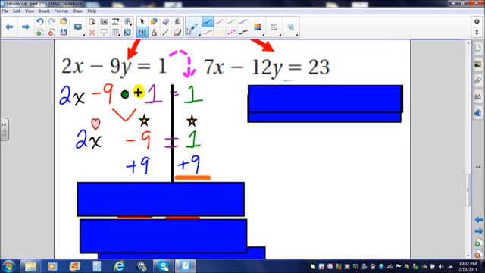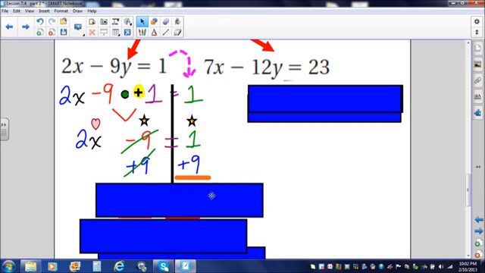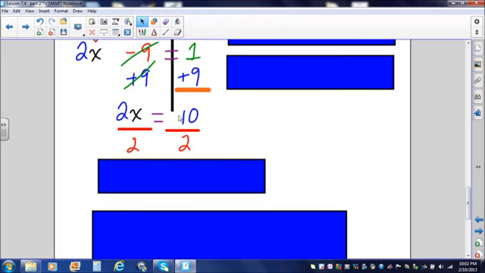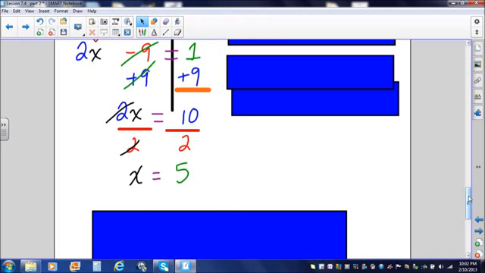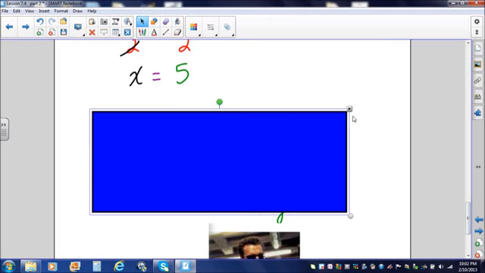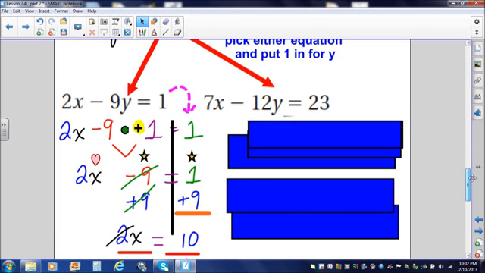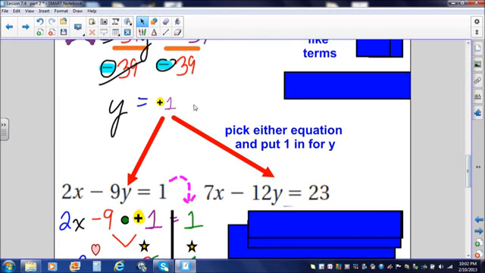I'm going to do the opposite of subtracting 9. I'll add 9 on both sides. I get 2x equals 10. We've done this a million times. Divide both sides by 2. We should get x equals 5. Nice. Now, write your answers as an ordered pair. x equals 5, y equals positive 1.